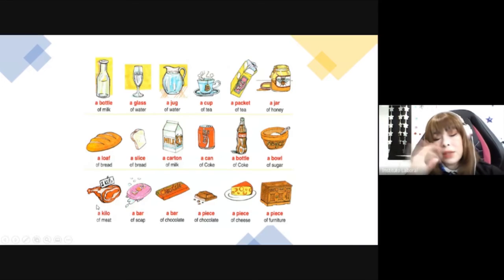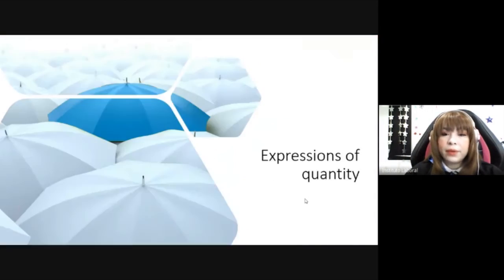Yes, we can count the meat. Meat is uncountable, so you buy it by kilos or by pounds. You say a kilo of meat, a bar of soap, a bar of chocolate, a piece of chocolate, a piece of cheese, a piece of furniture. So these are the different containers and the different measures that we use for certain uncountable or non-countable nouns.